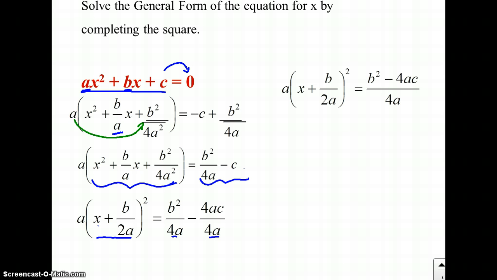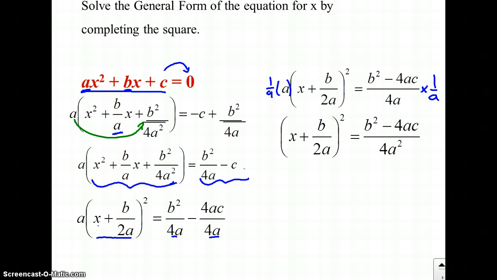We haven't done anything to the left side. I'm now going to divide both sides by a or multiply by 1 over a. And I'll get rid of that a. So I multiply this side by 1 over a. Knowing how I multiply fractions, my denominator on the right side becomes 4a squared. So I've just moved the a from the left side to the right side of the equation.